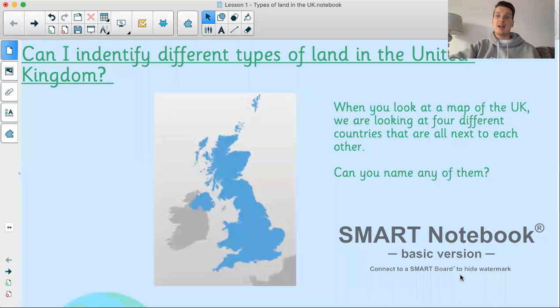Okay. The first thing we're going to look at is a map of the United Kingdom. If you look at the United Kingdom on the world map, it's actually really small, but it's quite a big place still. And when you're looking at a map of the UK, we're actually looking at 4 different countries that are all right next to each other. There's one at the top. There's one in the middle. This bit that sticks out is quite a small country that's attached. And then even though it's across the sea, this country here is part of the United Kingdom as well.